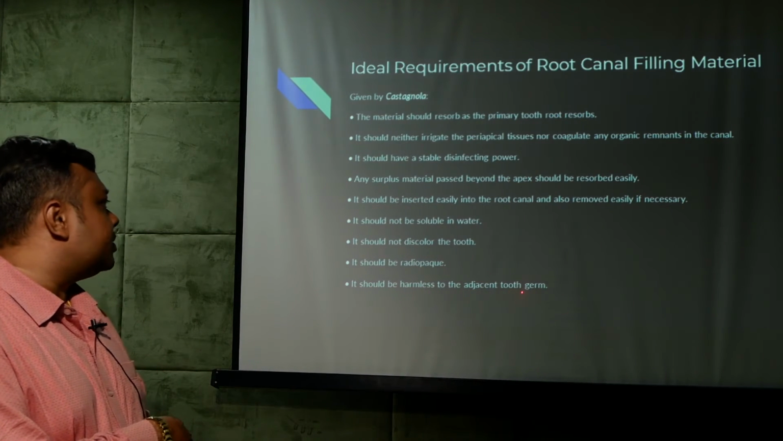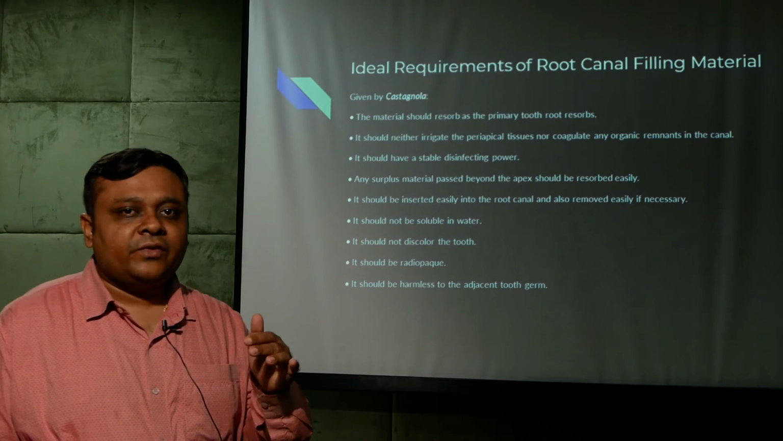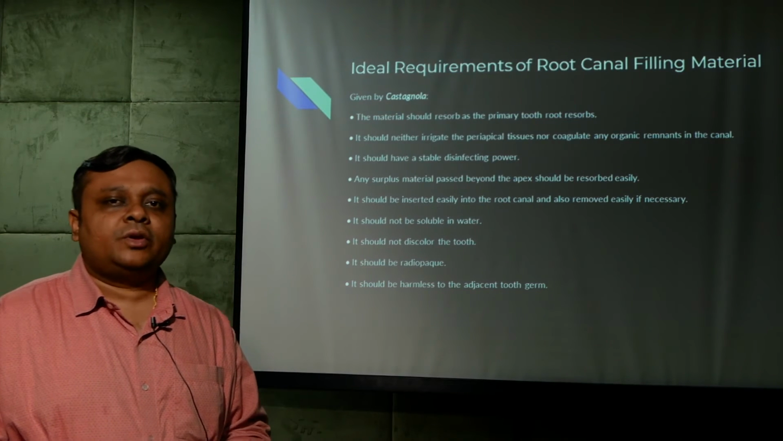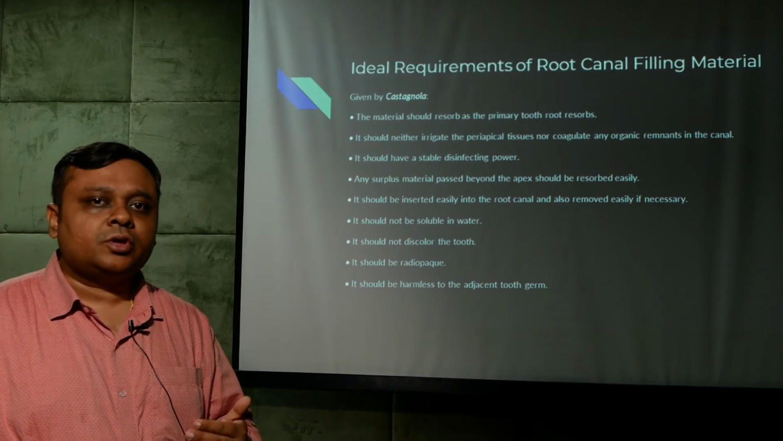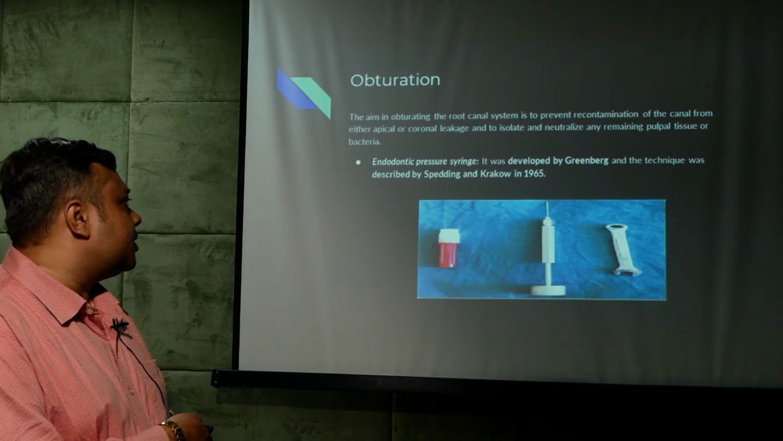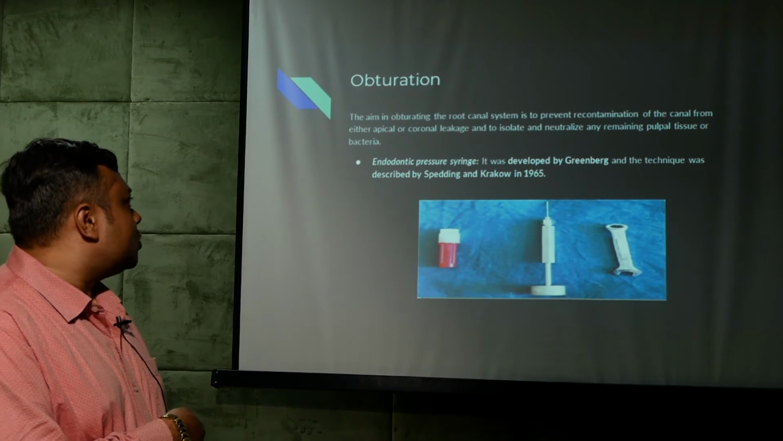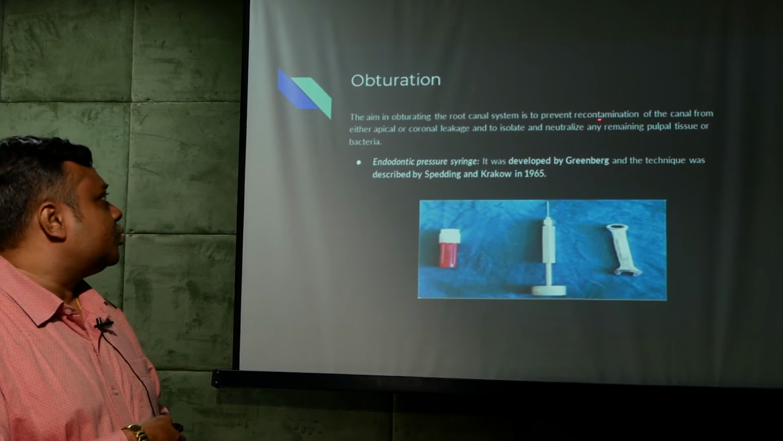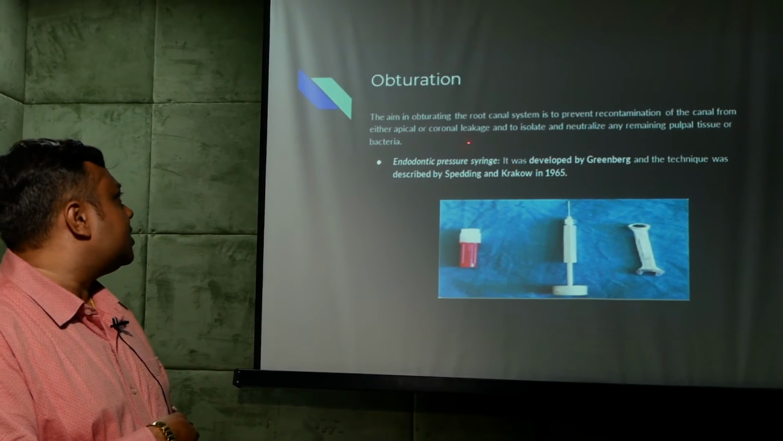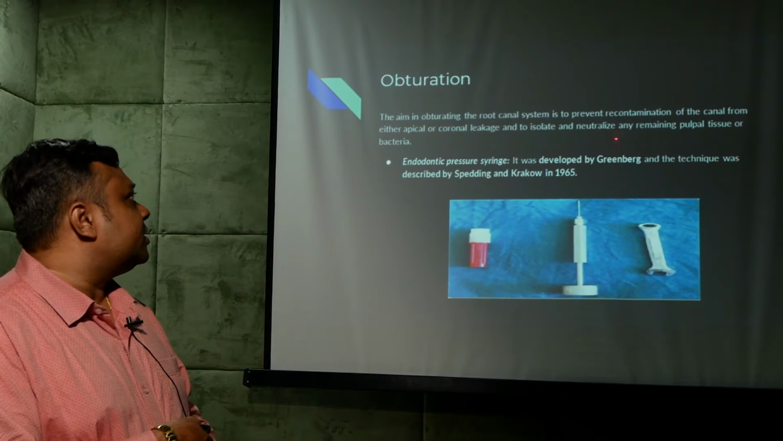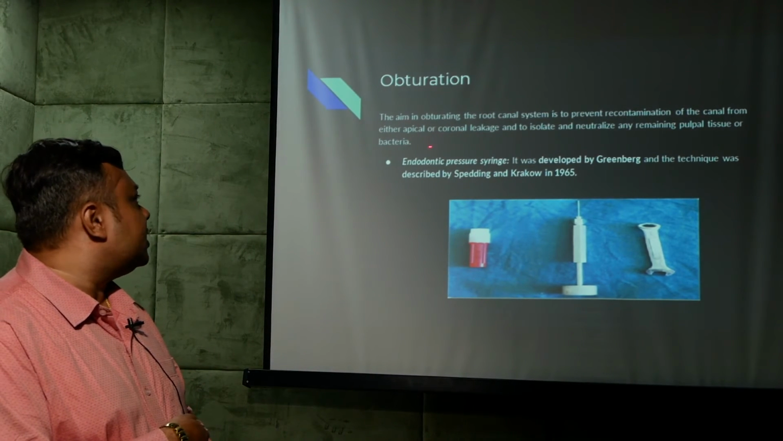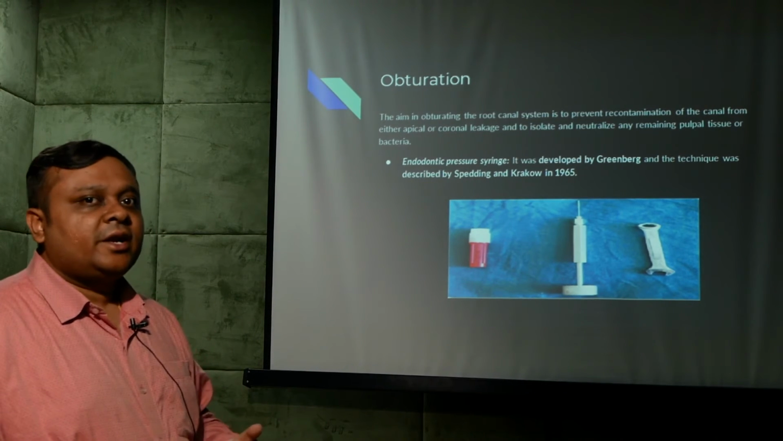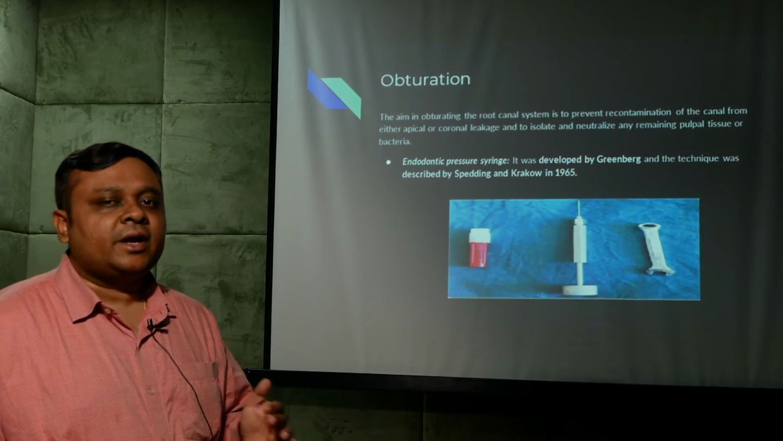And it should be harmless to the adjacent tooth germ. As we know, if it extrudes, there is a tooth germ below the primary teeth. So if it extrudes, it should resorb and it should not affect the developing permanent tooth germ. These are the certain obturation materials or techniques which are used. The aim in obturating the canals is to prevent recontamination of the canal from apical or coronal leakage, and to isolate and neutralize any remaining pulpal tissue or bacteria which is there. That is, the material should have antiseptic properties and it should provide a proper coronal and apical seal.